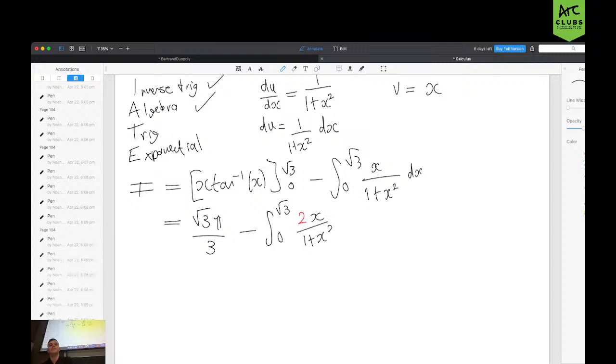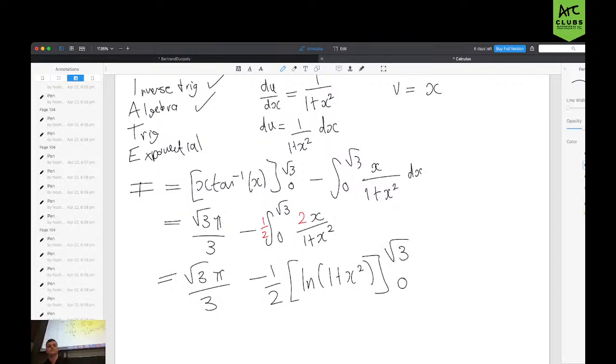But then if I manufacture it, I'm going to have to find a way to then undo it again. So, right, just manipulating. And so what we get is root 3 pi on 3 minus 1 over 2. Once you have the derivative on the top, this is lovely. All you have to do is just ln bottom. And this is going to be evaluated between these two bounds.